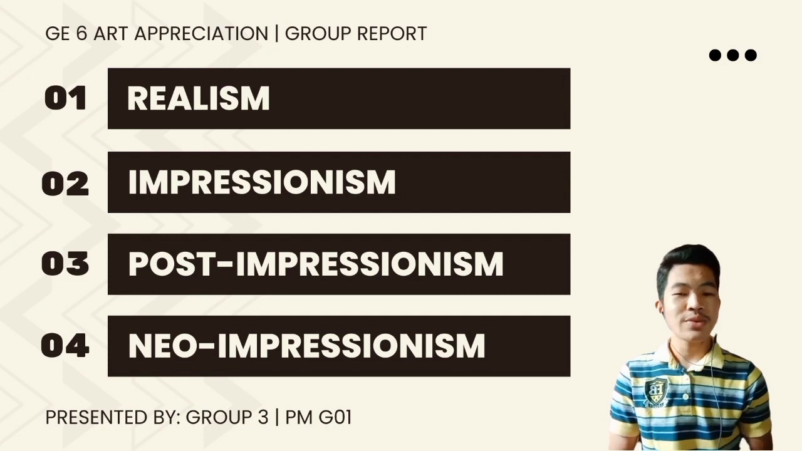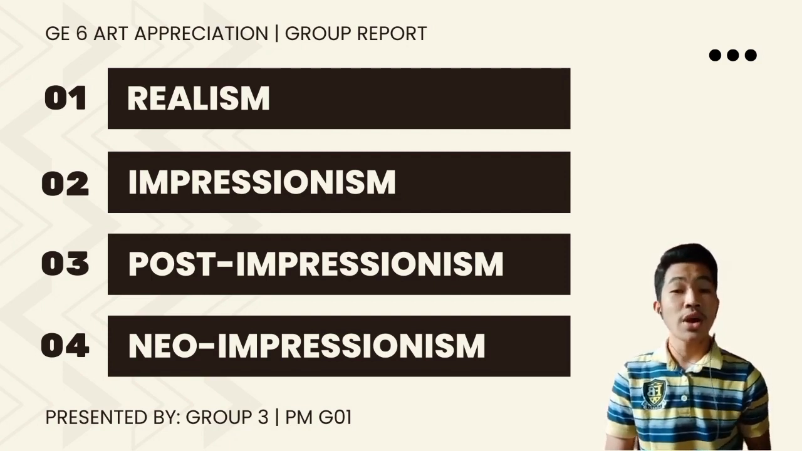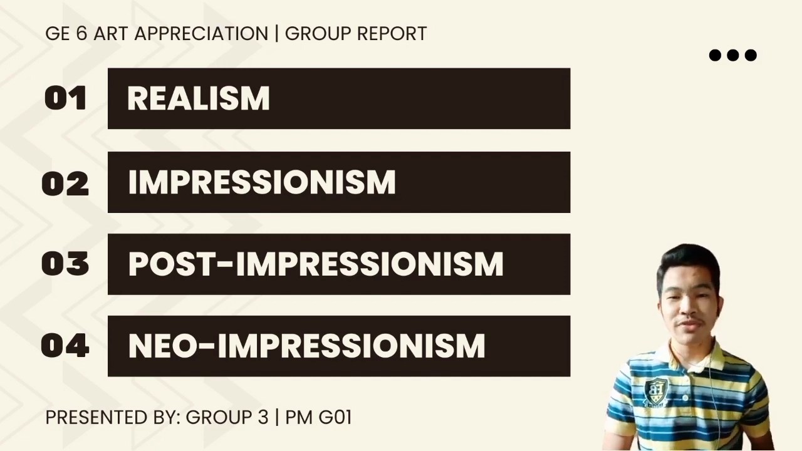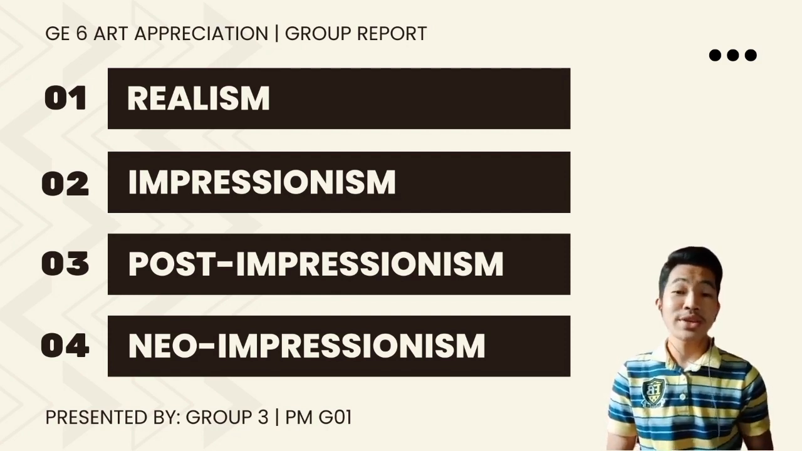And today, together with my group mates, we are here virtually in front of you to discuss our assigned topics for our report in GE6 Art Appreciation, which are Realism, Impressionism, Post-Impressionism, and lastly, Neo-Impressionism. So in this session, we are going to provide you with a discussion of these art periods or movements, some examples, how they are considered art, and their historical and contemporary significance. So without further ado, let's start.